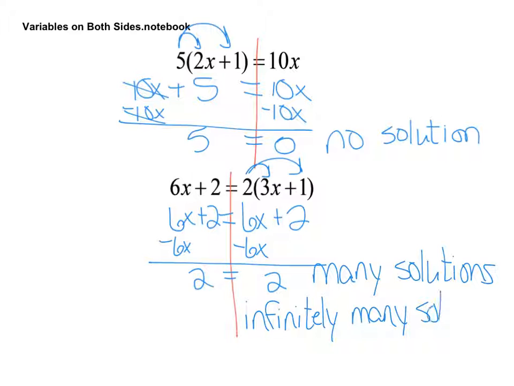So sometimes you're just going to get an answer, but sometimes if you get something that can't be true, that means there's not an answer. And if you get something that's always true, there are many solutions, or infinitely many solutions. Okay? Those are your two special cases. Now you're ready to do some practice.